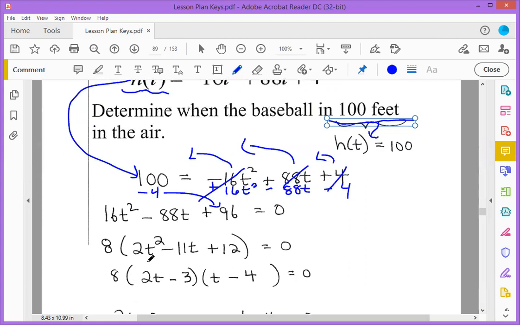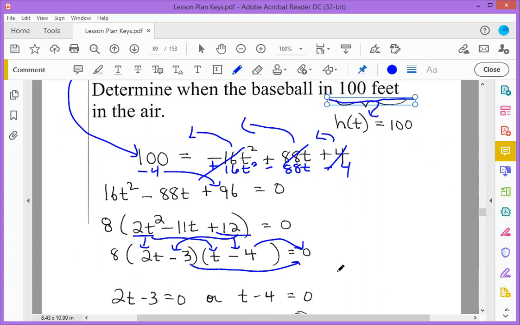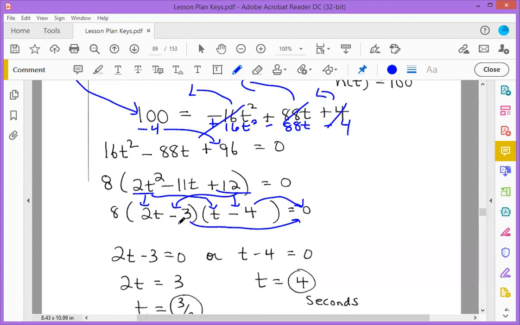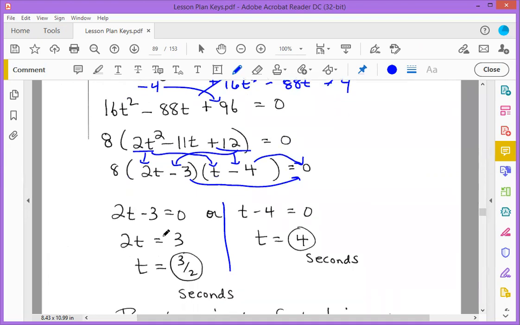So in parentheses, that 2t squared we factored using 2t and 1t. And the 12 we factor using minus 3 and minus 4. Now we're going to set each of these factors equal to 0 and solve. So our 2t minus 3 equals 0, or t minus 4 equals 0. We'll solve both of those equations.